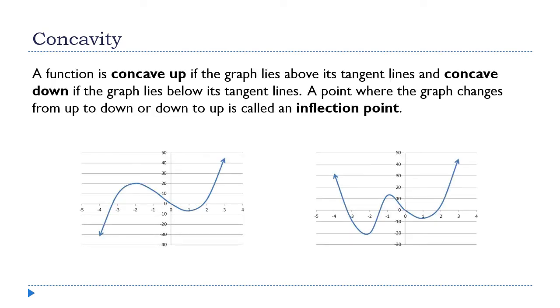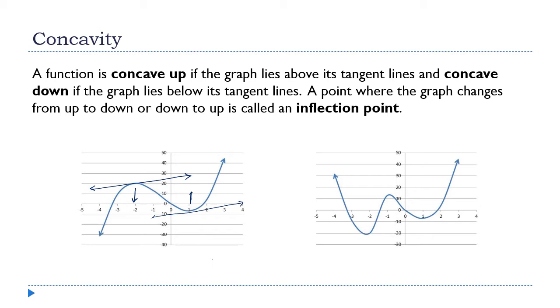Now, geometrically, the concavity, up versus down, is determined by the position of the tangent line. If the tangent line is above the graph, like it is here, then the function is concave down at that point. On the other hand, if the tangent line is below the graph, like it is here, then the function is concave up at that point.